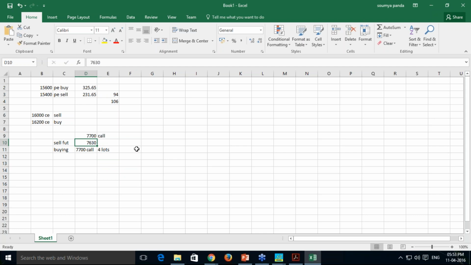Why have I taken 4? Considering 0.5 is the delta of each one, 4 lots will contribute to a delta of 2. The future I am selling will have a delta of -1. So net I will be having a delta of 1. My objective is to make a delta of 1, so that is why I am doing this.